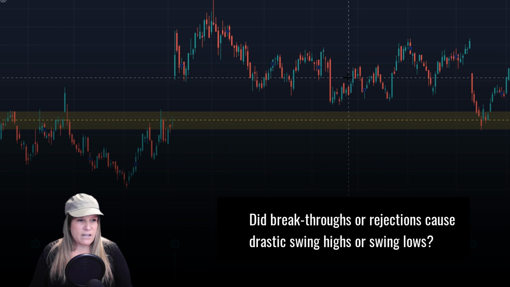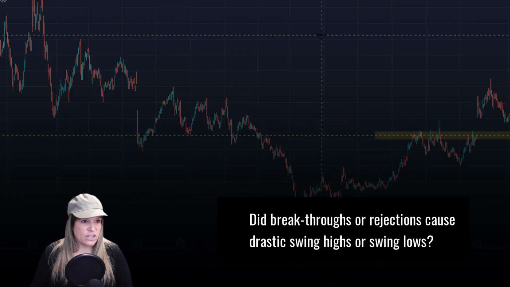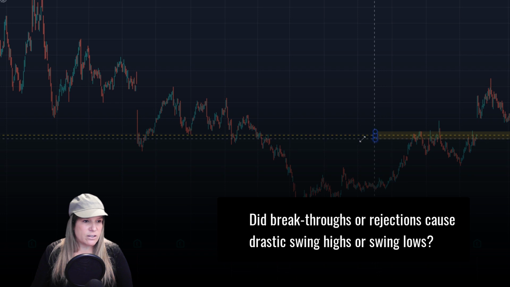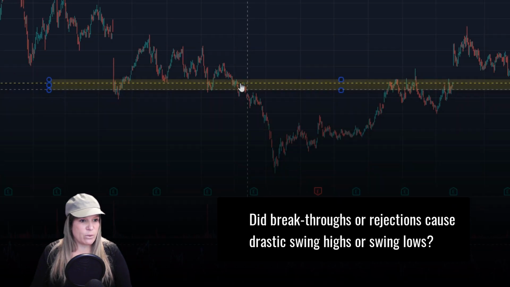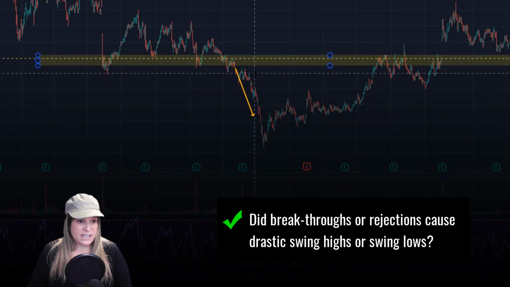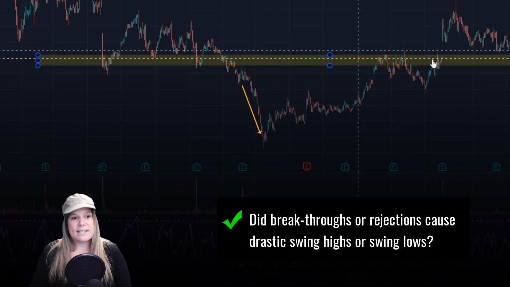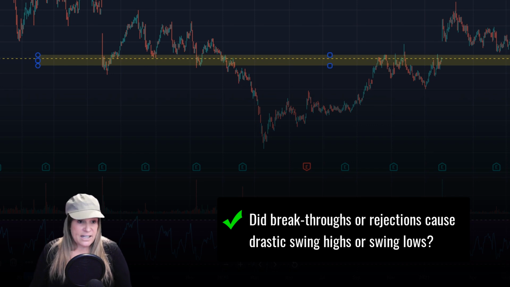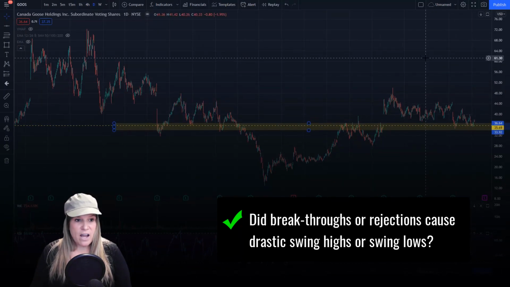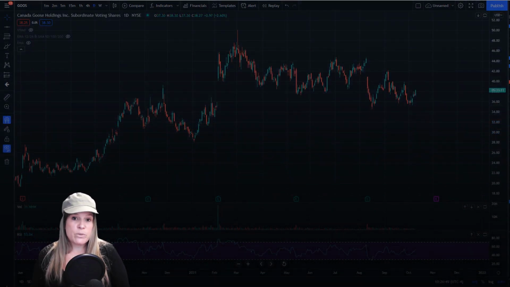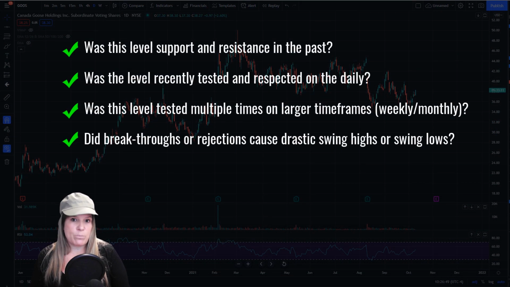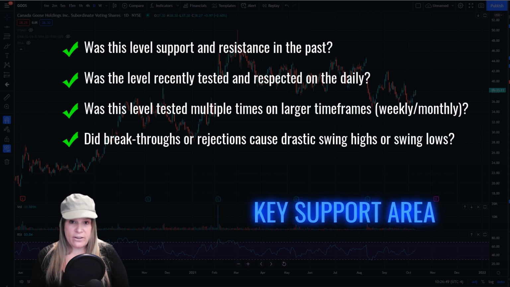And then if we zoom back out to history and we extend our zone, you can see over here, once we broke through the zone, we actually dipped quite a lot through that zone. So this gets another check mark to the strength of this zone and this level that we've found. So we're finished classifying the strength of our support zone. And you can see that we actually have a perfect score. So I would call this a key support area.